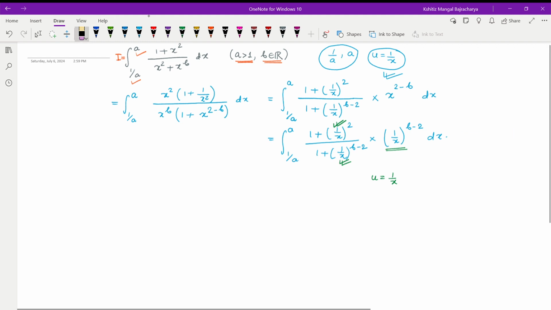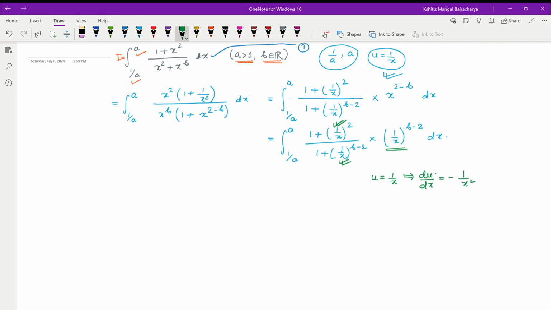Now let's make the substitution. Wait, I'm not going to use this as 1. I'm going to take this given integral as the first equation. I equals that. Now if we take the derivative, we're going to get du over dx to be minus 1 by x squared. So the substitution factor is minus 1 by x squared, and the lower limit, let's put x equal to 1 over a. We're going to get the lower limit to be a, and the upper limit to be, if we put x equal to a, then we're going to get 1 over a.